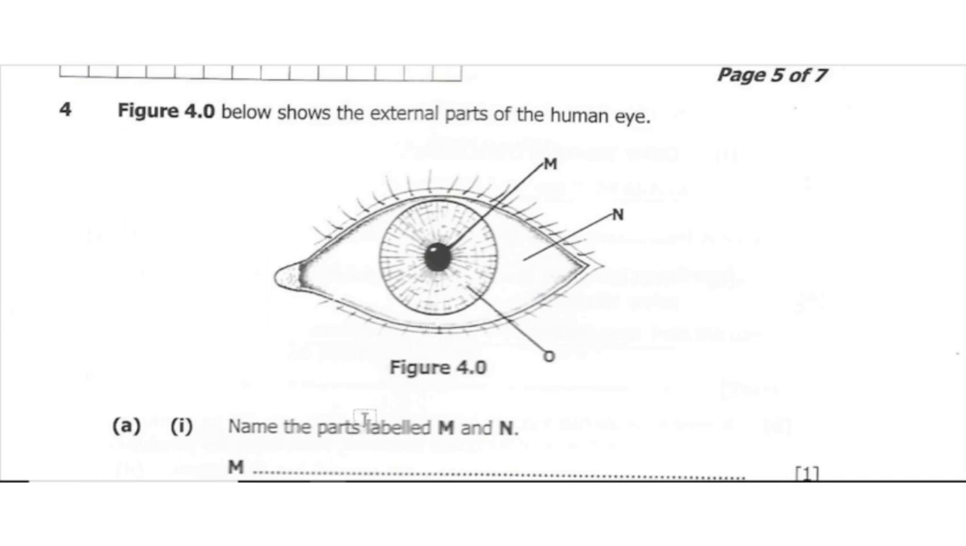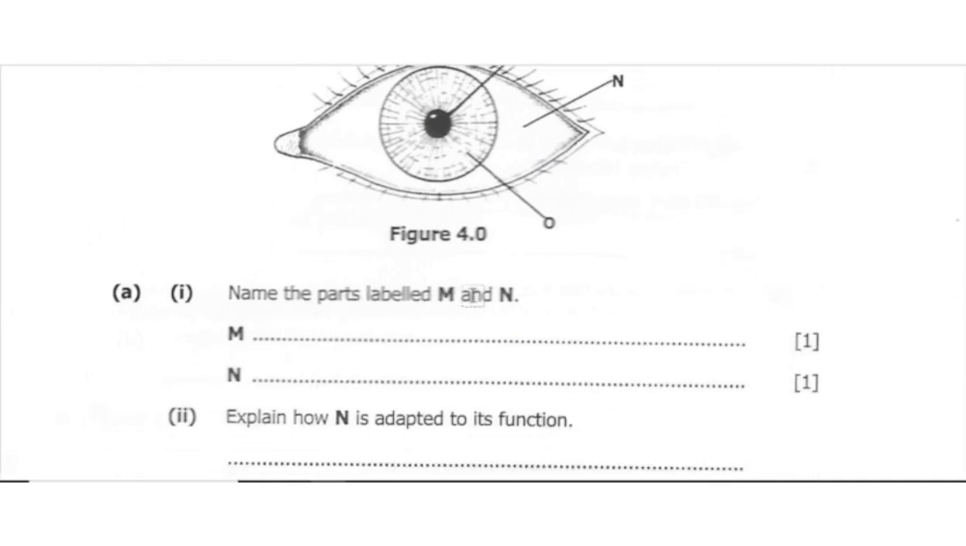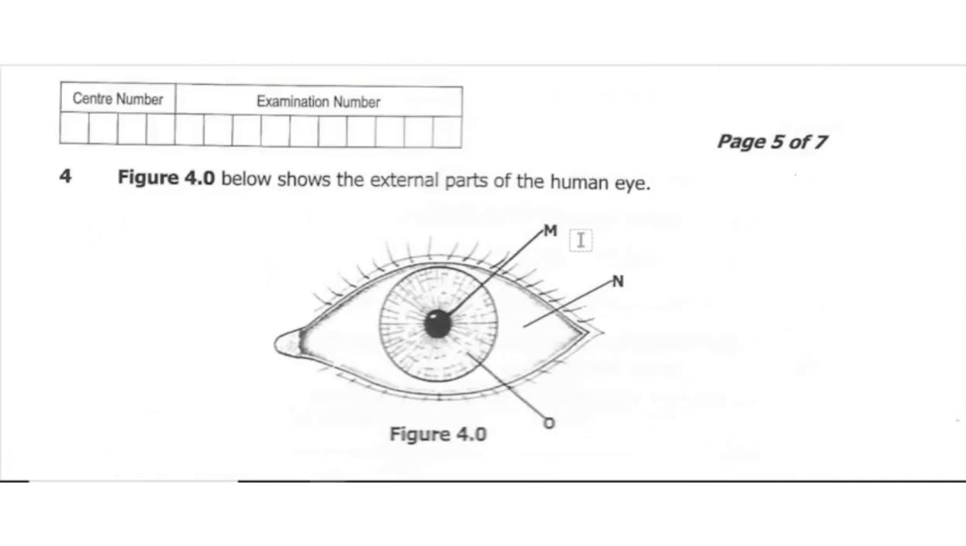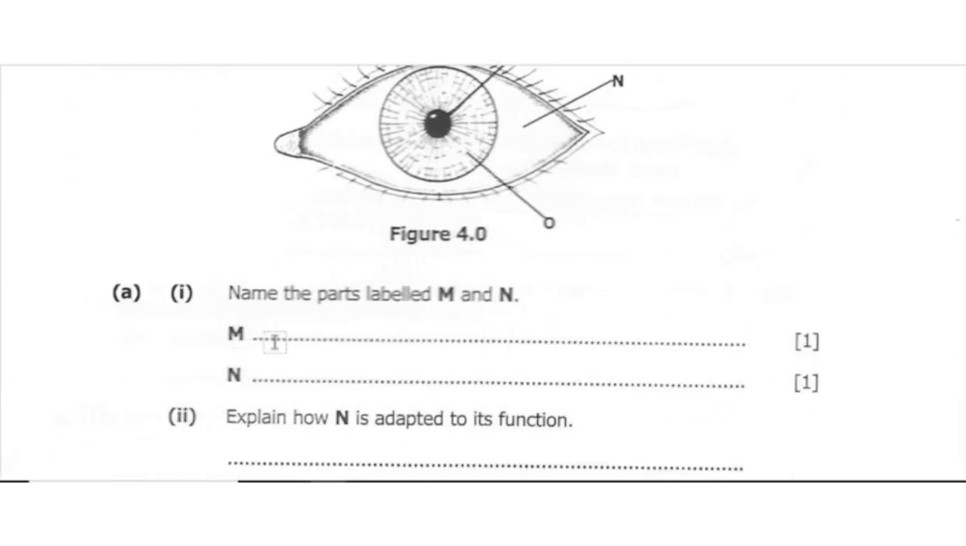So question 1 is name the parts labeled M and N. M here is the center black hole. That one is called pupil. That is a pupil. If you didn't know that, now you should know that is a pupil. And what is N? This is N here. So N is sclera.